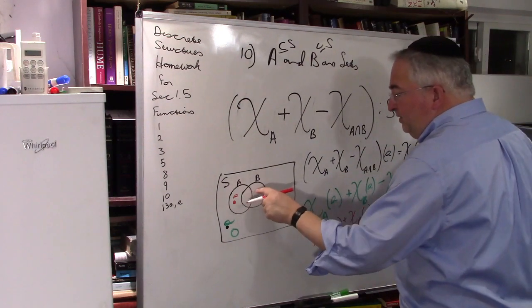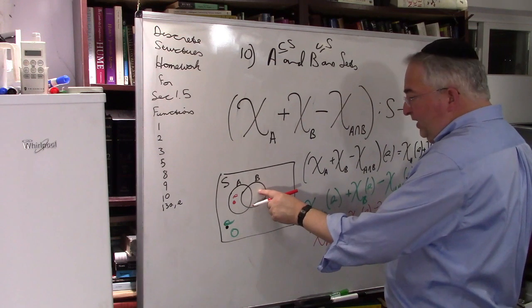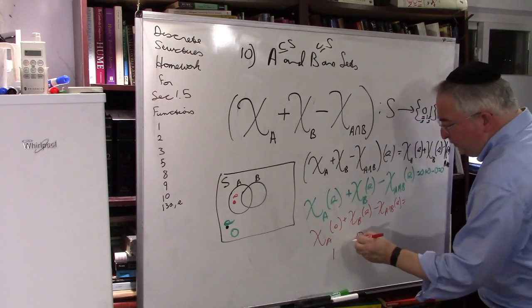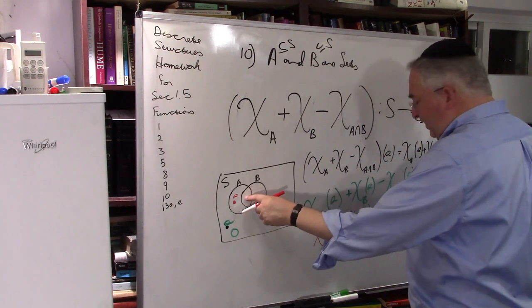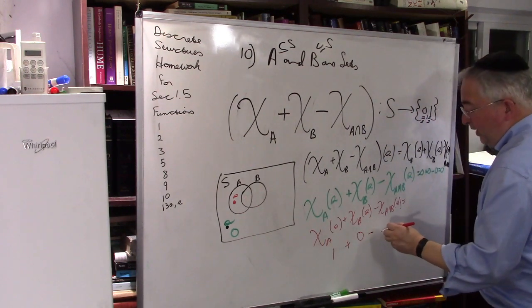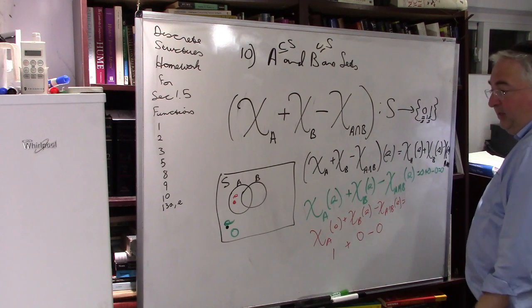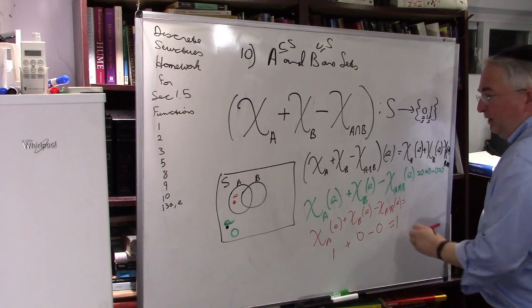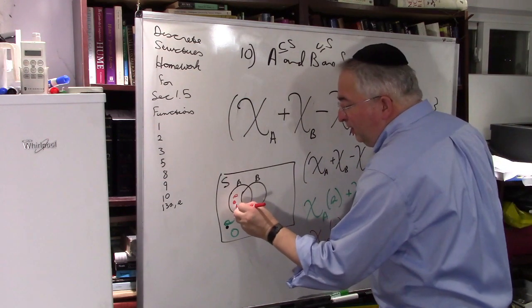It's not in, I'm sorry, that S is not in B, so that's going to equal 0. So 1 plus 0. And it's not in here, so that's going to be minus 0. So it's going to be 1 plus 0 minus 0, which is 1. So it will output a 1 here.